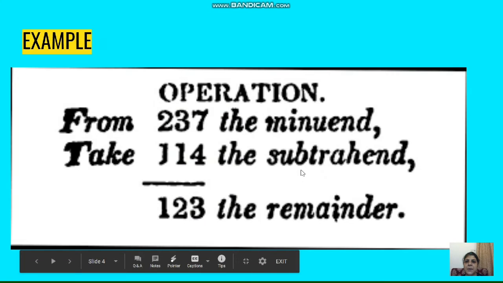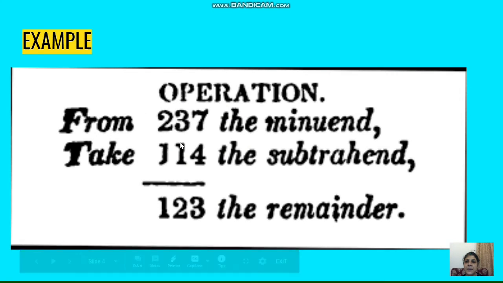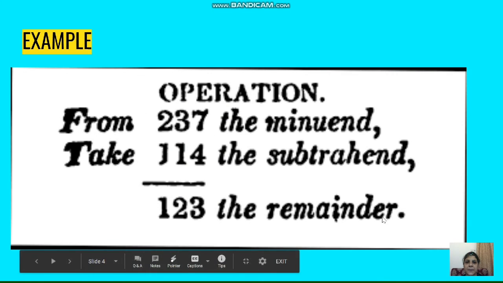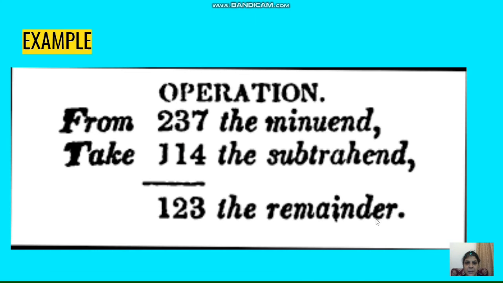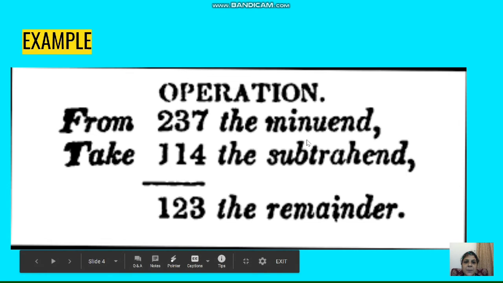Another example of this is clearly given here. From 237, that is the minuend, we have to take away 114, that is the subtrahend, to get the remainder or the difference, which is 123. So I hope children you are able to understand the terms better. Now you can clearly tell me what is minuend, what is subtrahend and what is remainder.